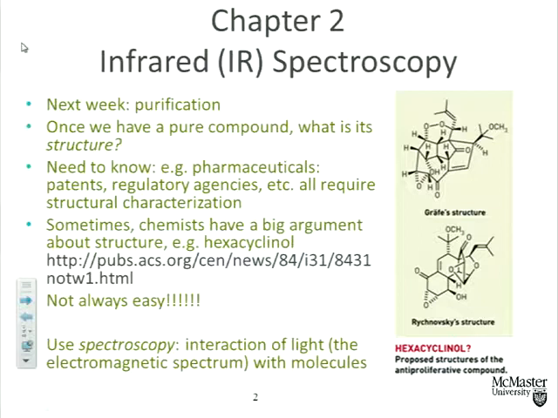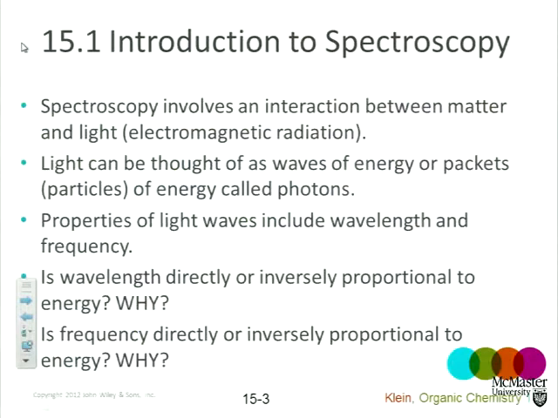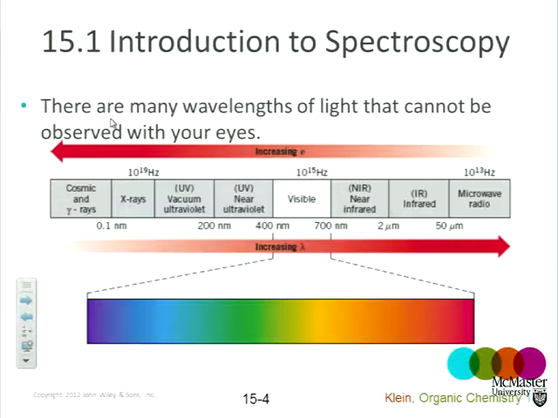So all of spectroscopy is the interaction of light, the electromagnetic spectrum, with molecules. So it's the interaction of matter and light. Light can be thought of as waves. Oh, no, not waves again. Waves of energy, or particles, packets of energy called photons. We're back to wave-particle duality. Let's not go down that road very far. And properties of light waves include wavelength and frequency and, in fact, energy. Wavelength, energy, frequency, as we've just said, are all really the same thing. And there are some equations for that from physics, right?